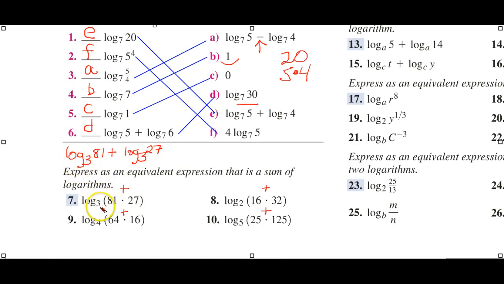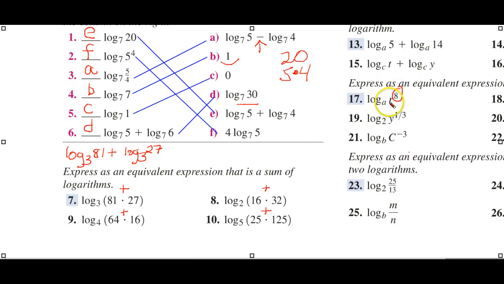Log base 3 of 81 plus log base 3 of 27. And they're all the same. Okay, looking at number 19, this one's a little interesting, as well as 17, we could do either one, as well as 21.